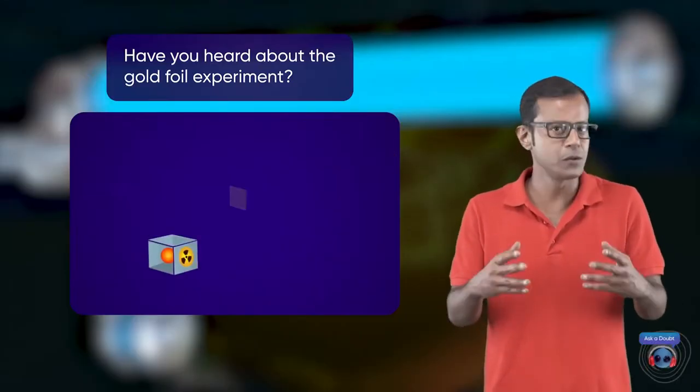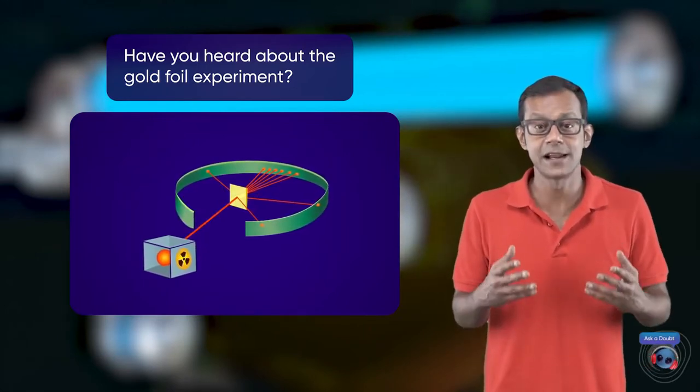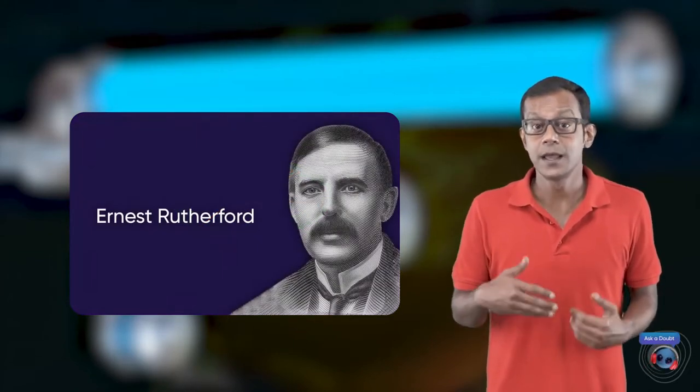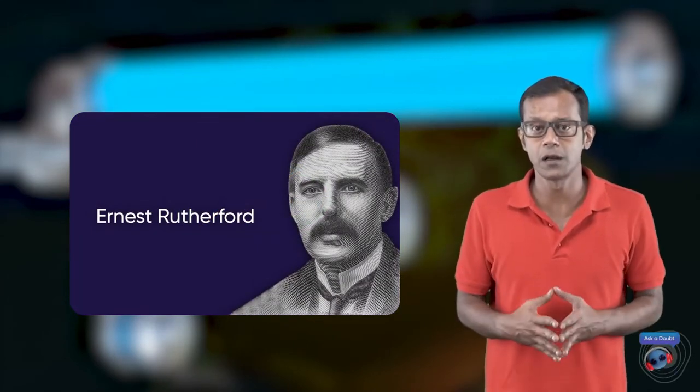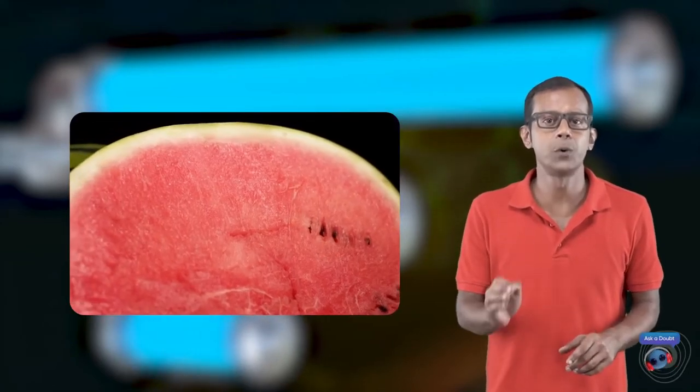Have you heard about the famous gold foil experiment? In the year 1911, a scientist named Ernest Rutherford came up with a new atomic model which explained the failure of Thomson's plum pudding model. Let's watch this video to know about the success and failure of Rutherford's atomic model.